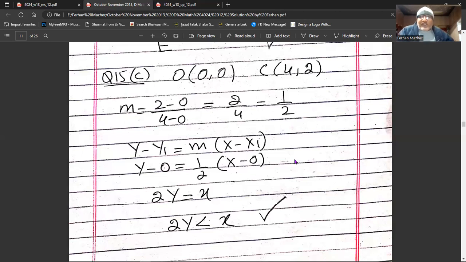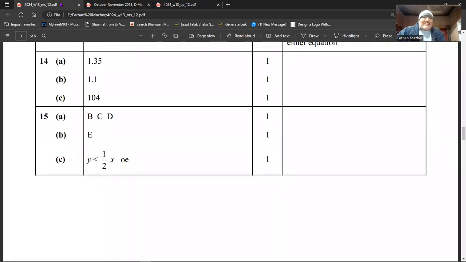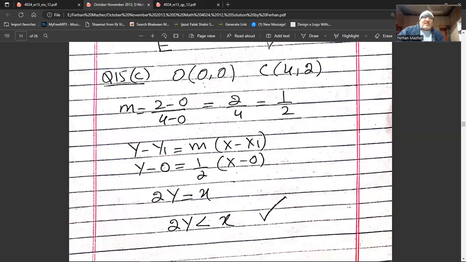So in the place of equal, I will put the crocodile's inequality sign. I call it crocodile. So the crocodile's back will be towards the y, because the area is supposed to be below this line. If the area is below the inclined line, the crocodile's back should be towards the positive y. 2y less than x. If you take this 2 to the other side, y will be less than x by 2. So our answers are right.